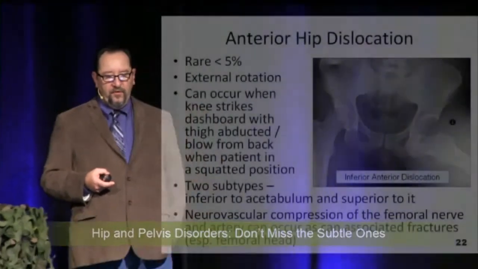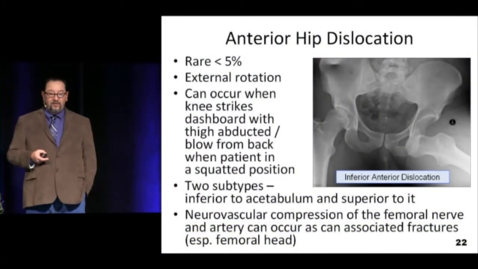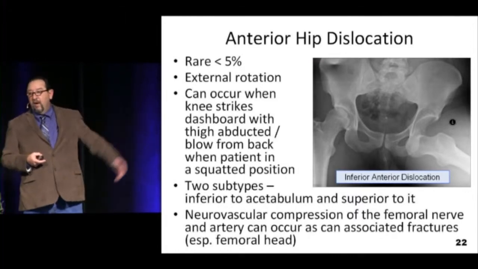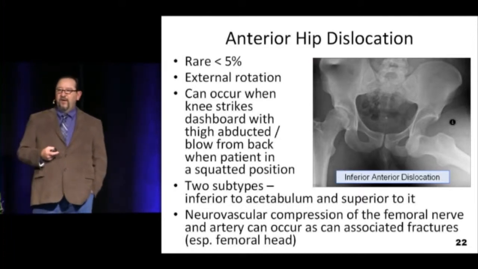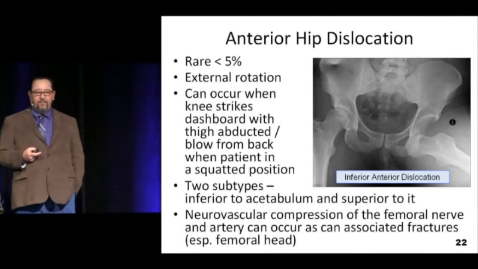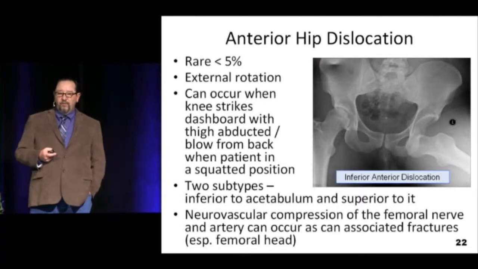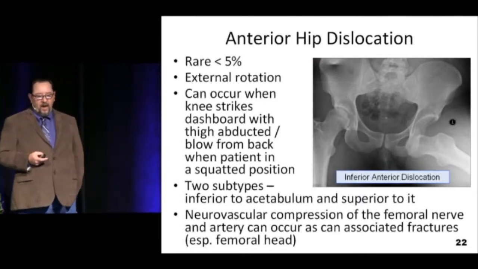Anterior hip dislocations are really rare. This is actually a luxatio erecta of the hip that's shown with the leg pointing straight out. That's a very rare injury, less than 1%. And true anterior dislocations are less than 5%. And they'll be externally rotated and long.